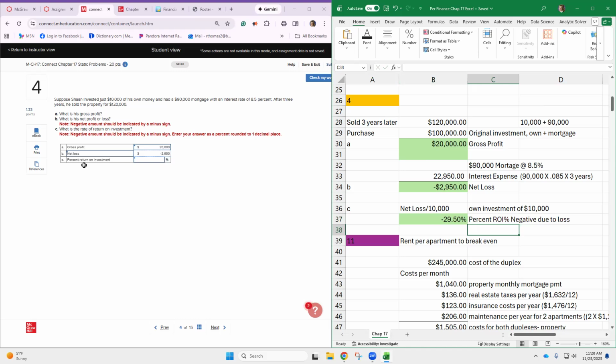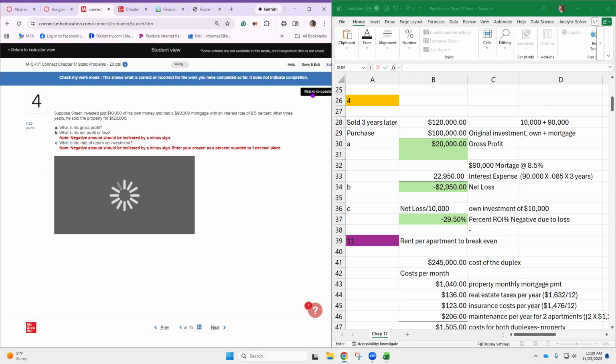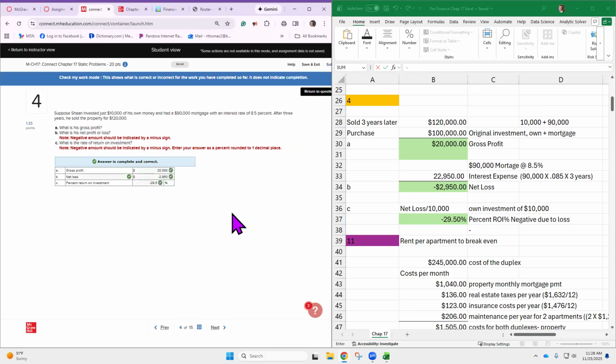So we're going to put in 29.50, and it says negative amounts should be indicated by a minus sign. So this time they do want us to put the negative in with the decimal. So negative 29.50 is the percentage of the return on investment.